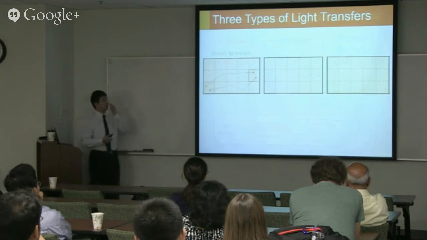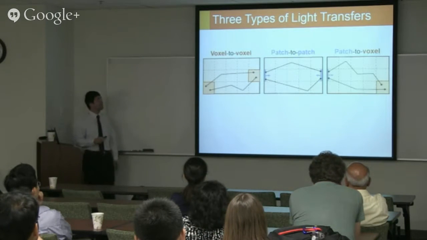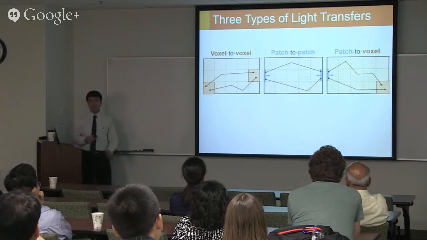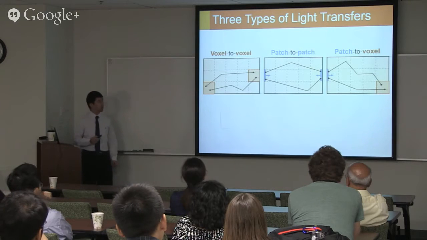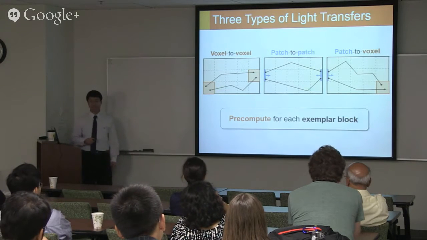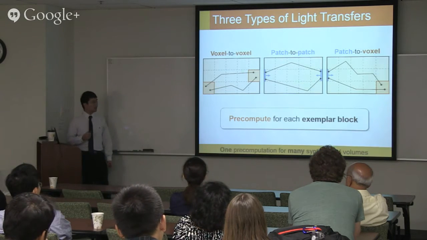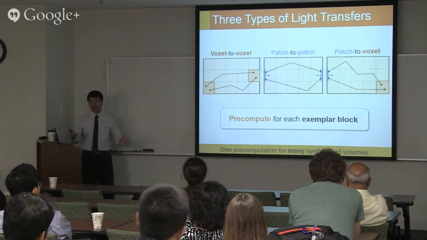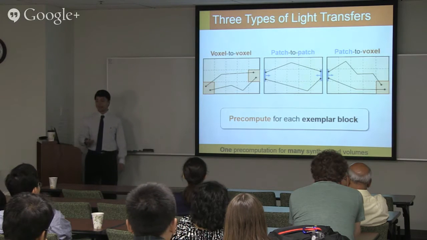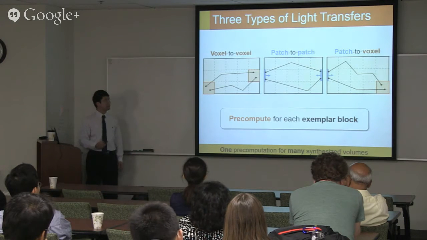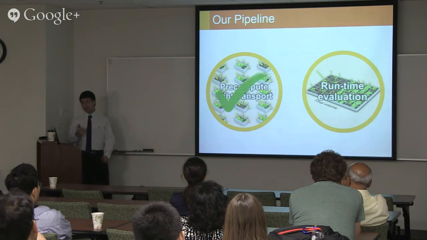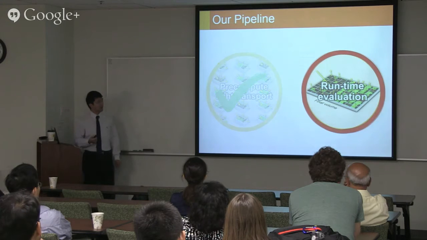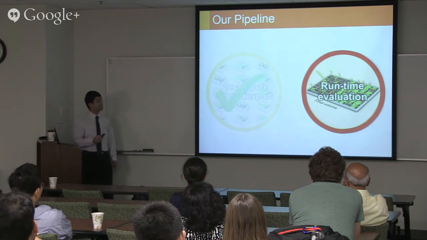So based on these definitions, we define 3 types of light transfer: voxel to voxel, patch to patch, or patch to voxel. Because there's only a small number of examples, we can pre-compute these transfers for each of them. Notice that once a single pre-computation is done, it can be reused on all volumes synthesized from this single database. Now we know what to pre-compute. Next, let me give a brief description of our runtime evaluation process.